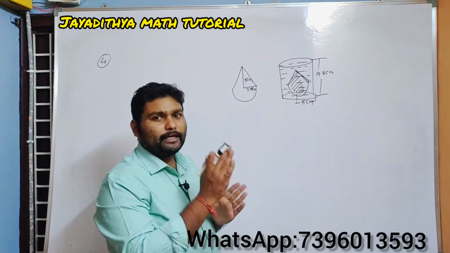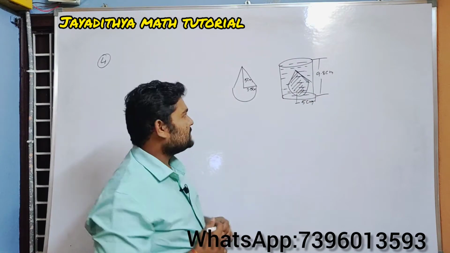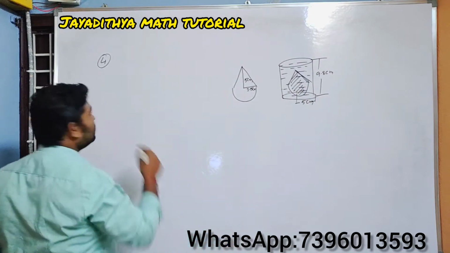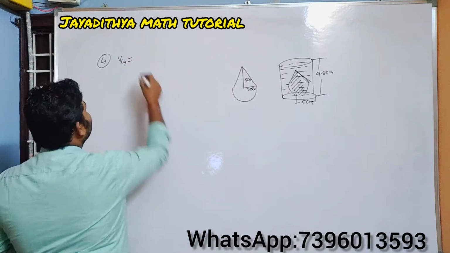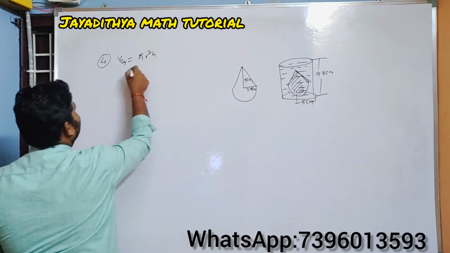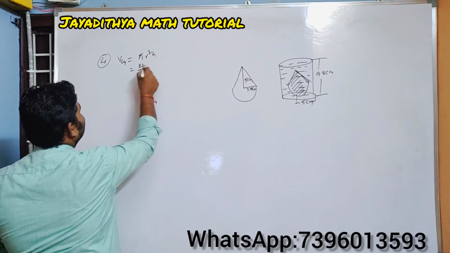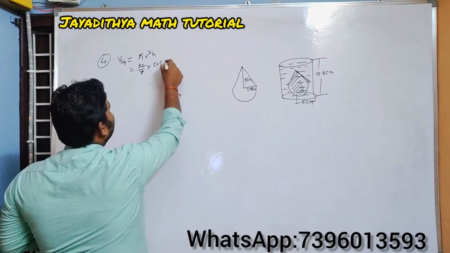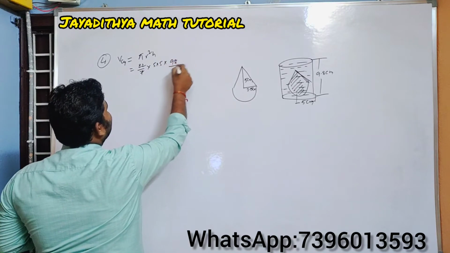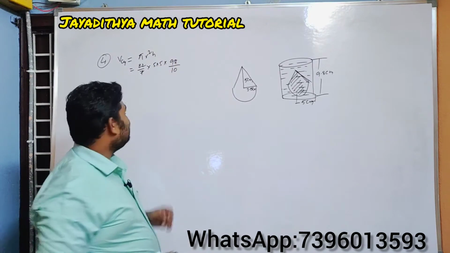Let us try to find all the things separately, then you can solve the problem. First, you have to find the volume of the cylinder. The volume of a cylinder is pi r square h. This equals 22/7 into 5 into 5 into the height, which is given as 9.8. I am writing it as 98/10.